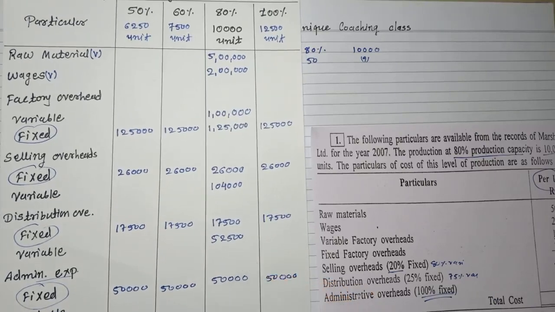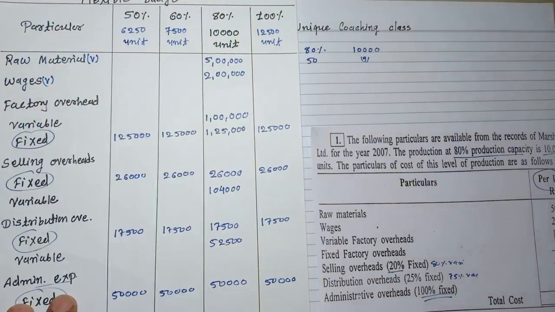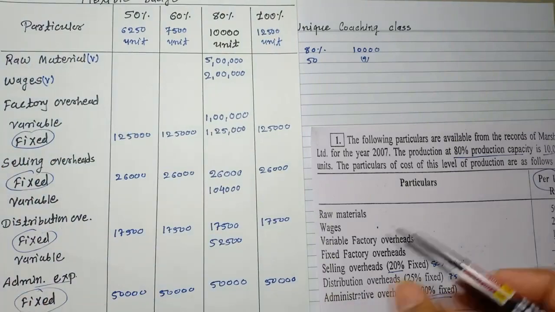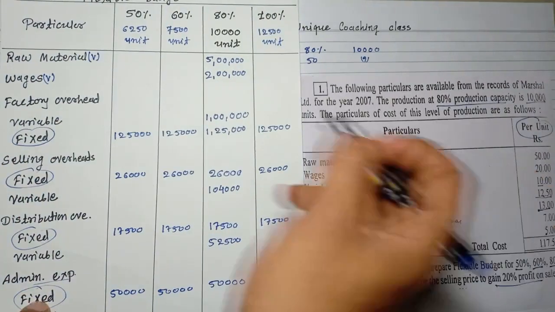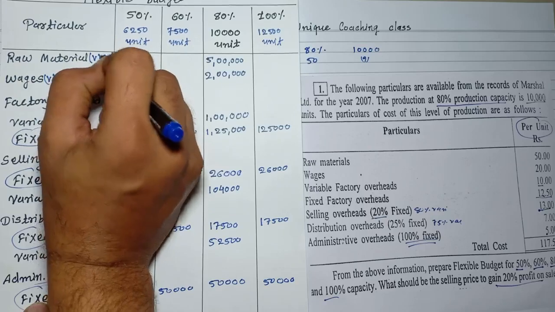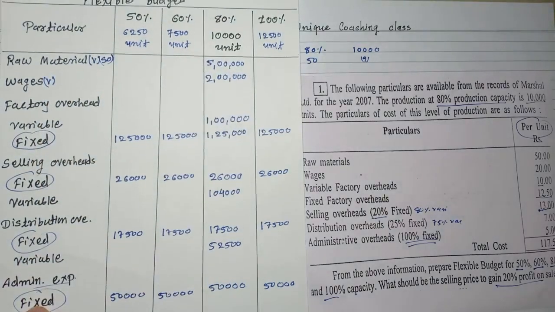Now about the variable, what is the rule? For fixed, the total amount stays as it is, and for variable, the per unit amount stays as it is. Okay, variable per unit amount as it is. So we need the per unit variable expenses. First of all, raw material. What is the per unit price? It's already given. Raw material per unit 50 is given. Okay, 50 is given so we simply multiply by 50.